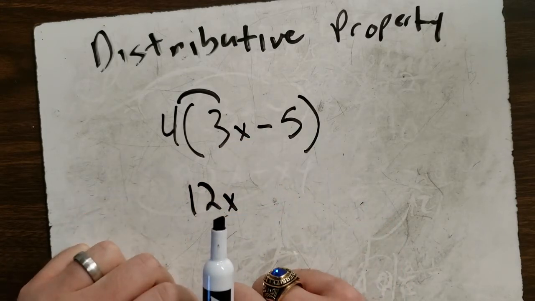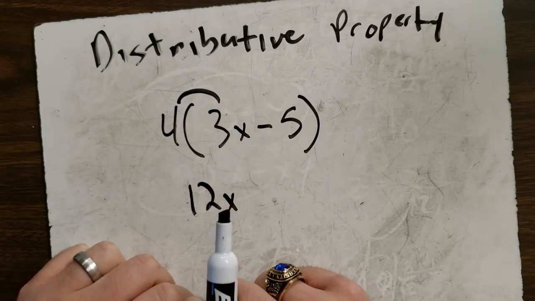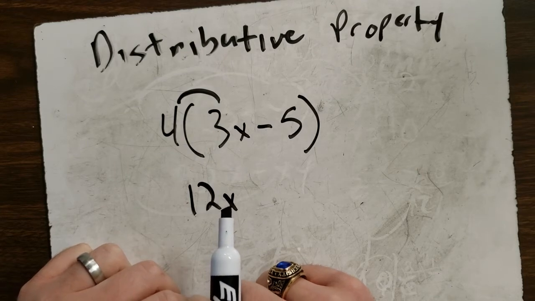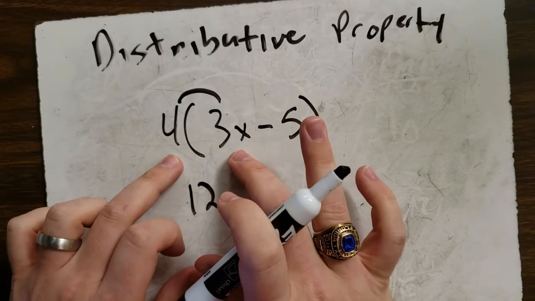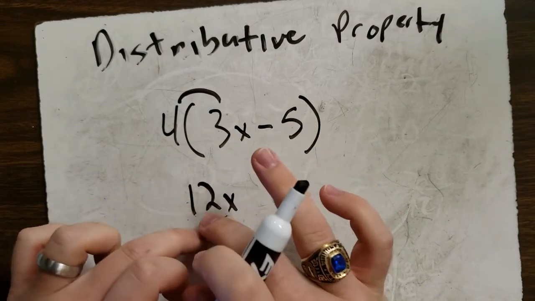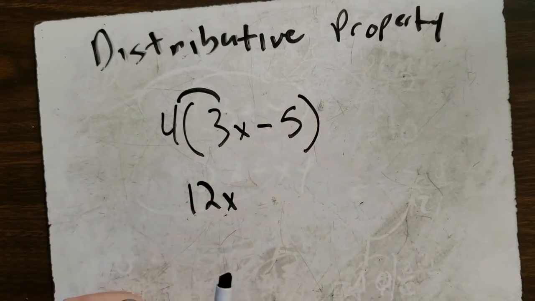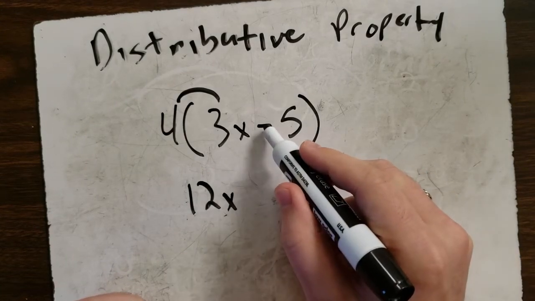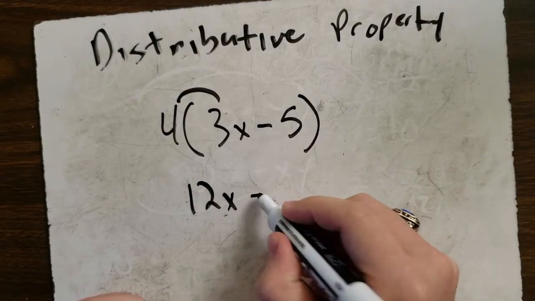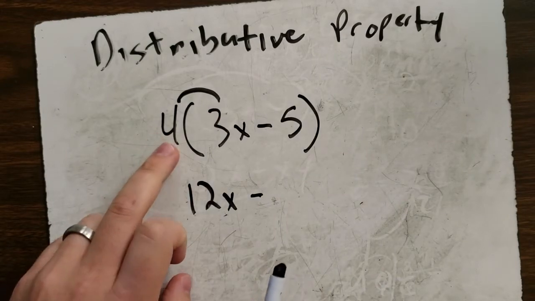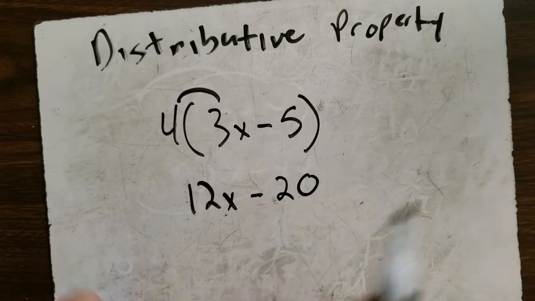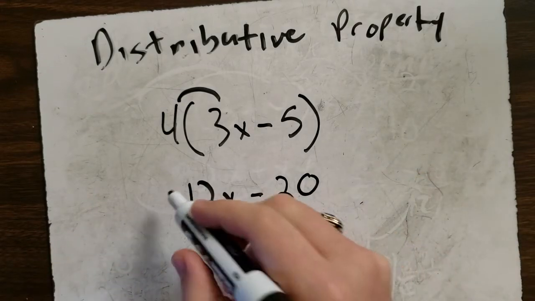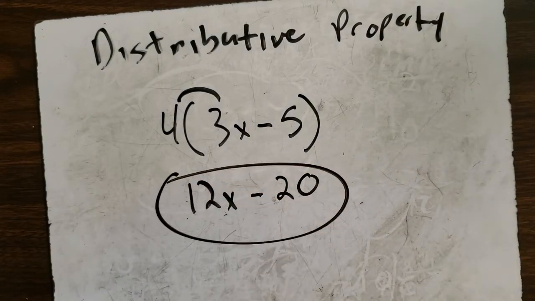12x. Now remember, this is not the same as addition or subtraction with unlike terms, because you cannot do that. But with multiplication and division, you are allowed to go ahead and multiply the numbers together and take the x along for the ride. Then we have a minus sign, so our minus sign comes down, and we have 4 times 5, and that gets us 20. And our final answer, 12x minus 20.